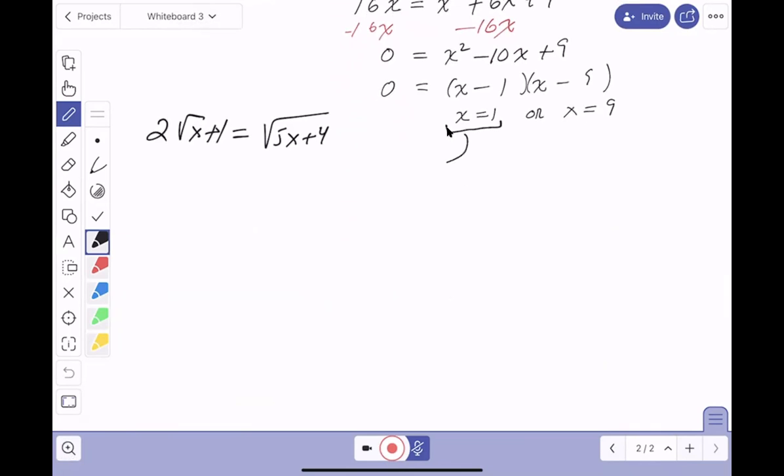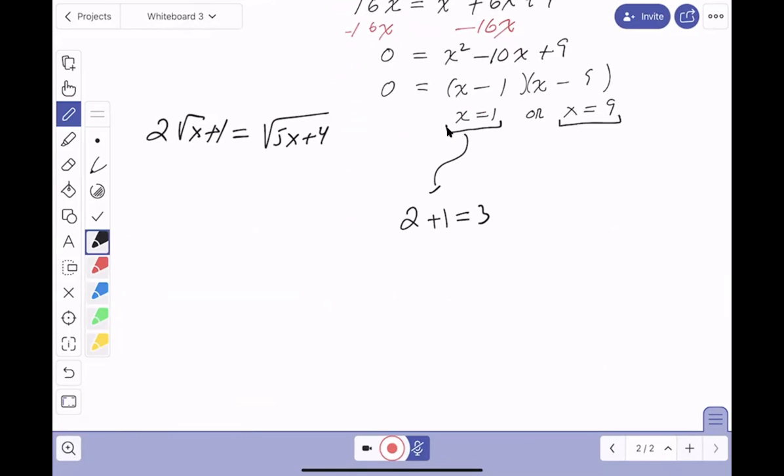Let's try this because I think it's going to be easy. You would get 2 times the root of 1, which is 2 times 1 is 2. 2 plus 1. What do you get on the right side? 5 times 1 is 5. 5 plus 4 is 9. The square root of 9 is 3. This definitely worked. No doubt about it. 2 plus 1 does equal 3.